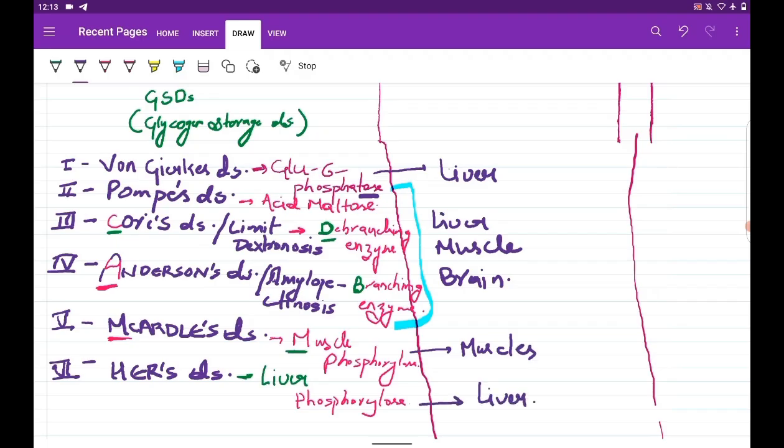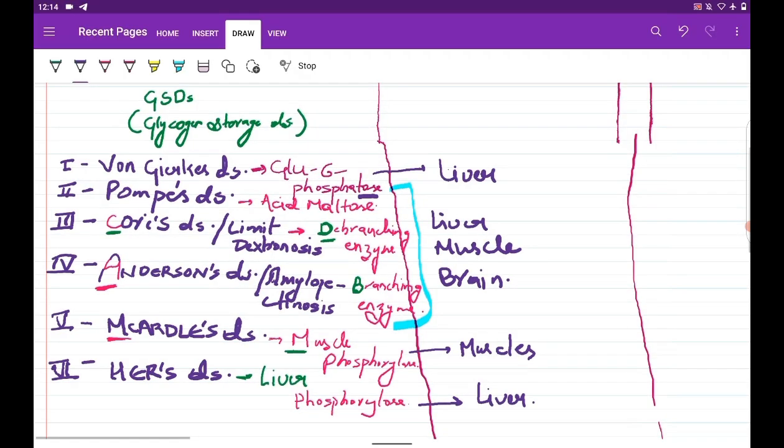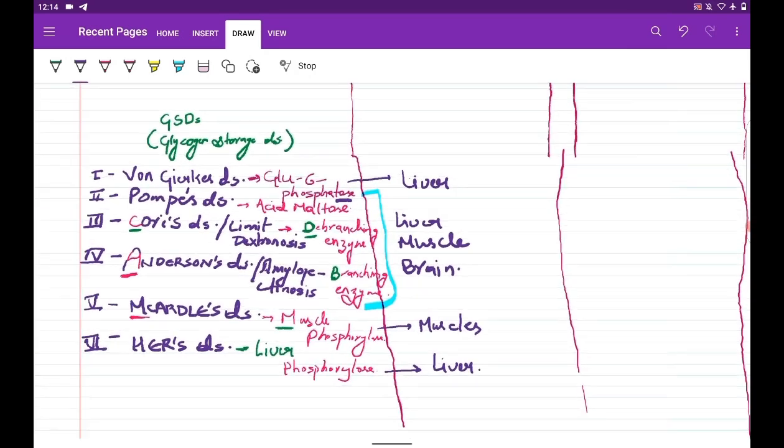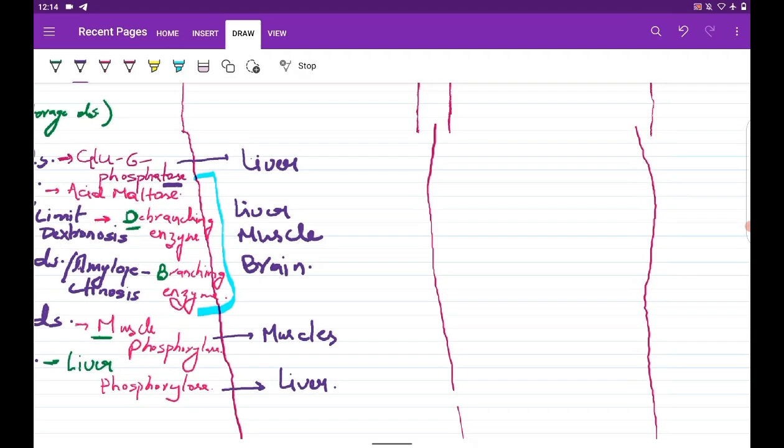So whenever a question related to glycogen storage disease is asked, first look for what organs are involved. If it's only liver, then it can be the first one, that is von Gierke's disease, or Hers disease. If it's all 3, then you can think along the lines of Pompe's disease, Cori's disease or Anderson's disease. If it's only muscle, then McArdle's disease. Okay, now we have to go into a little bit of detail on these topics.